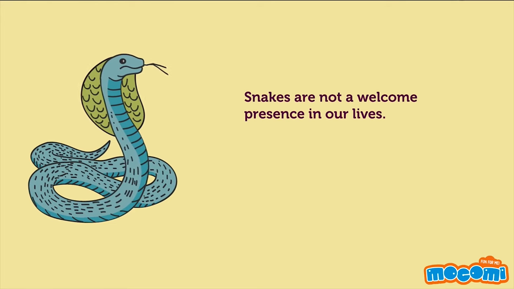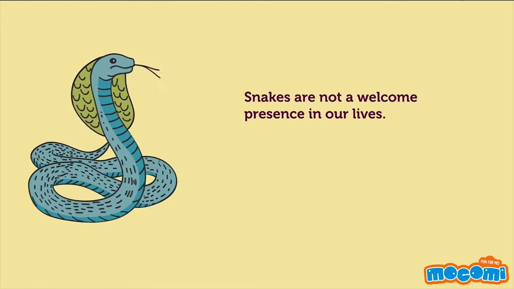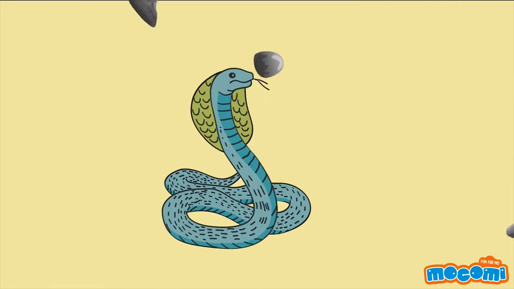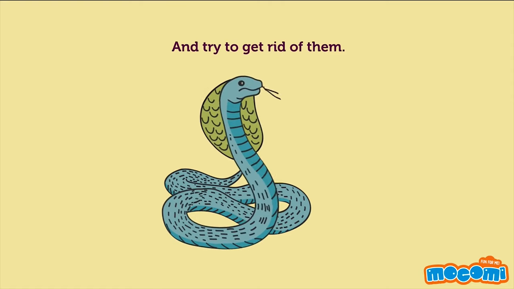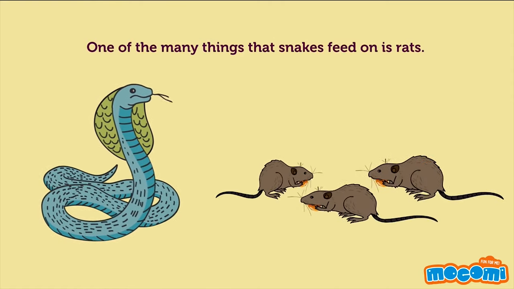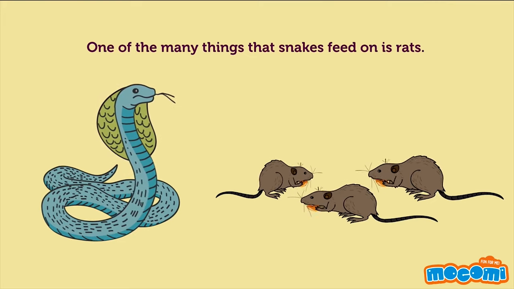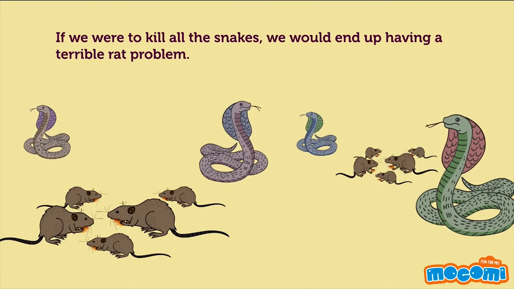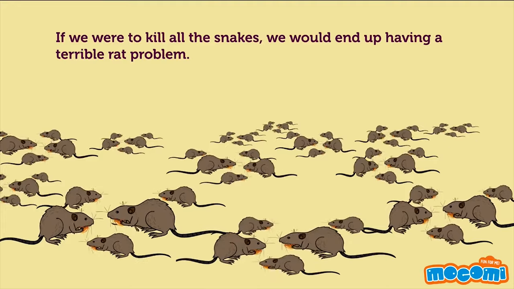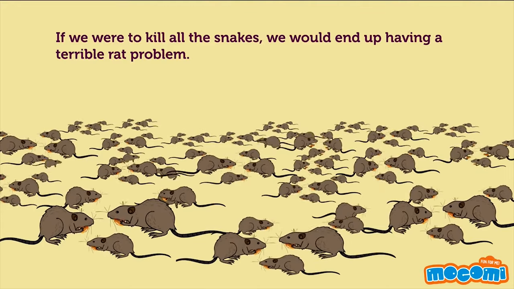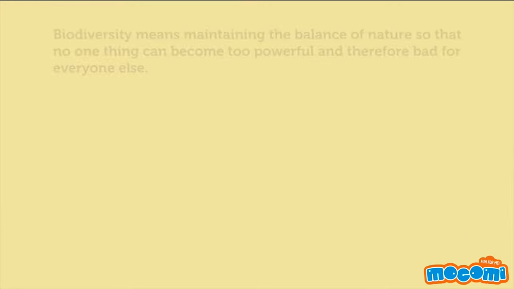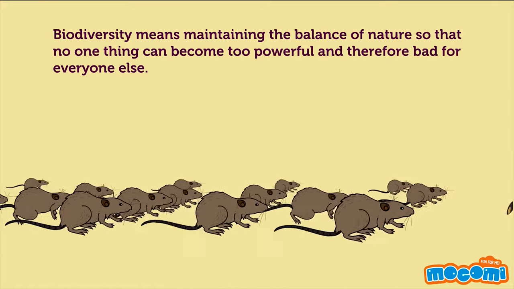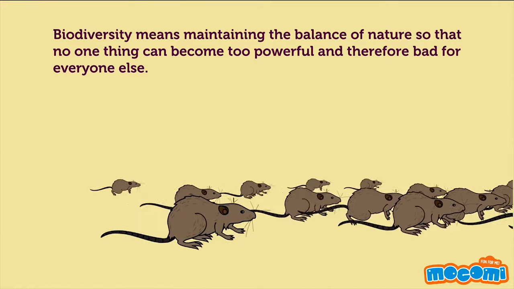Snakes are not a welcome presence in our lives. So we fear them and try to get rid of them. One of the many things that snakes feed on is rats. If we were to kill all the snakes, we would end up having a terrible rat problem. Biodiversity means maintaining the balance of nature so that no one thing can become too powerful and therefore bad for everyone else.